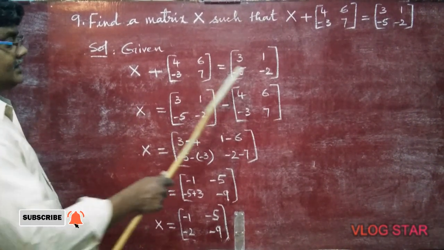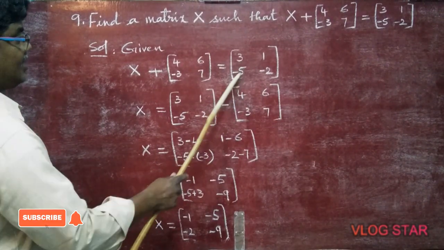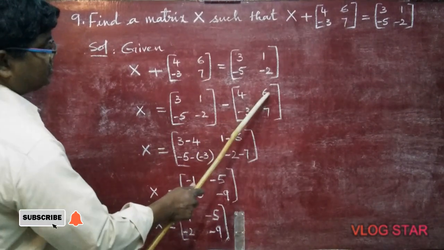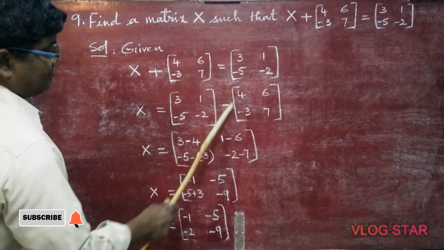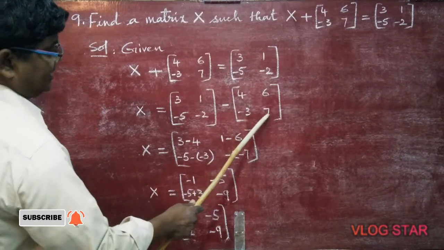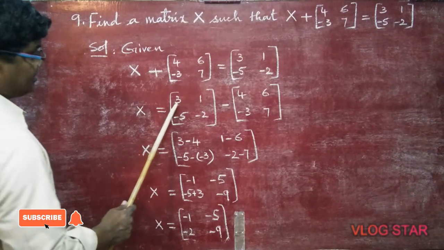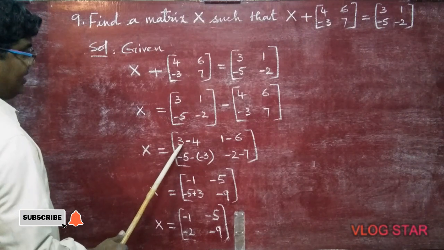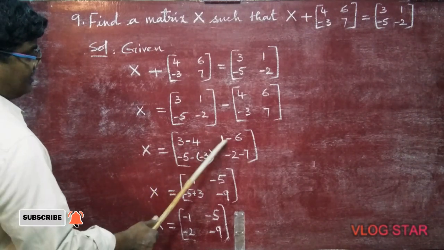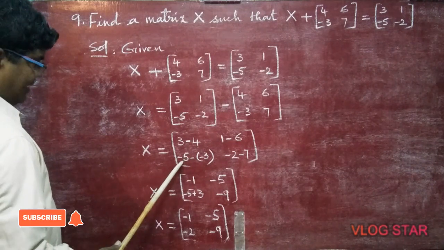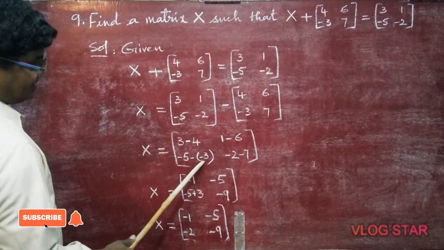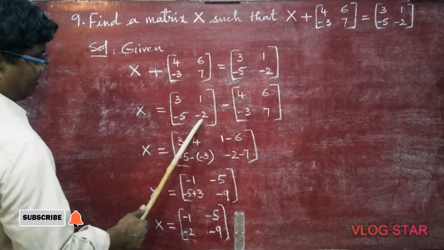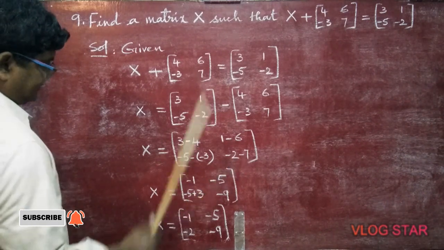Plus, taking from left side to right side, becomes minus. [3, 1; -5, -2] as it is, we will write. Plus comes to minus of matrix [4, 6; -3, 7]. Now, first element you will compare with first one, second with second, third with third, fourth with fourth. 3 minus 4, 1 minus 6, minus 5 minus of minus 3, because minus 5, minus of minus 3. Next one, minus 2 minus 7.